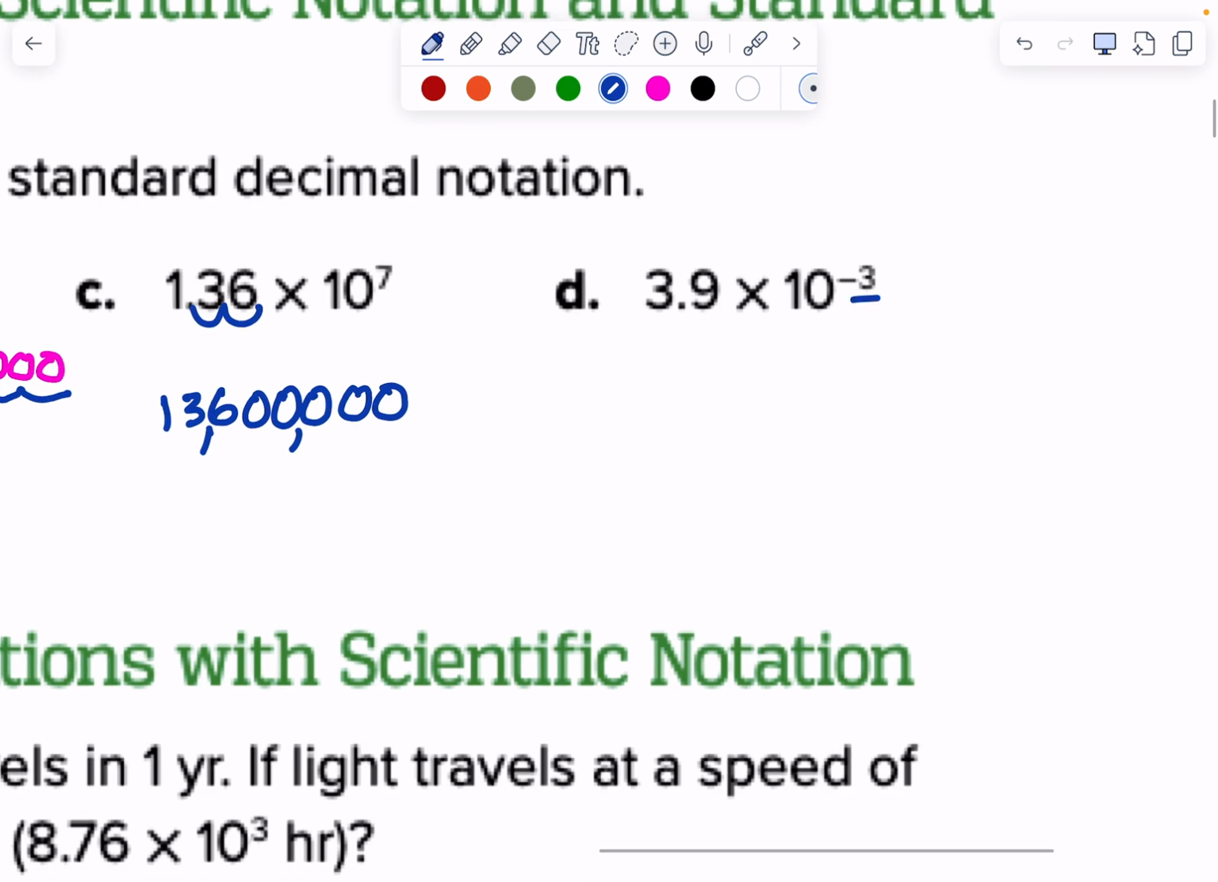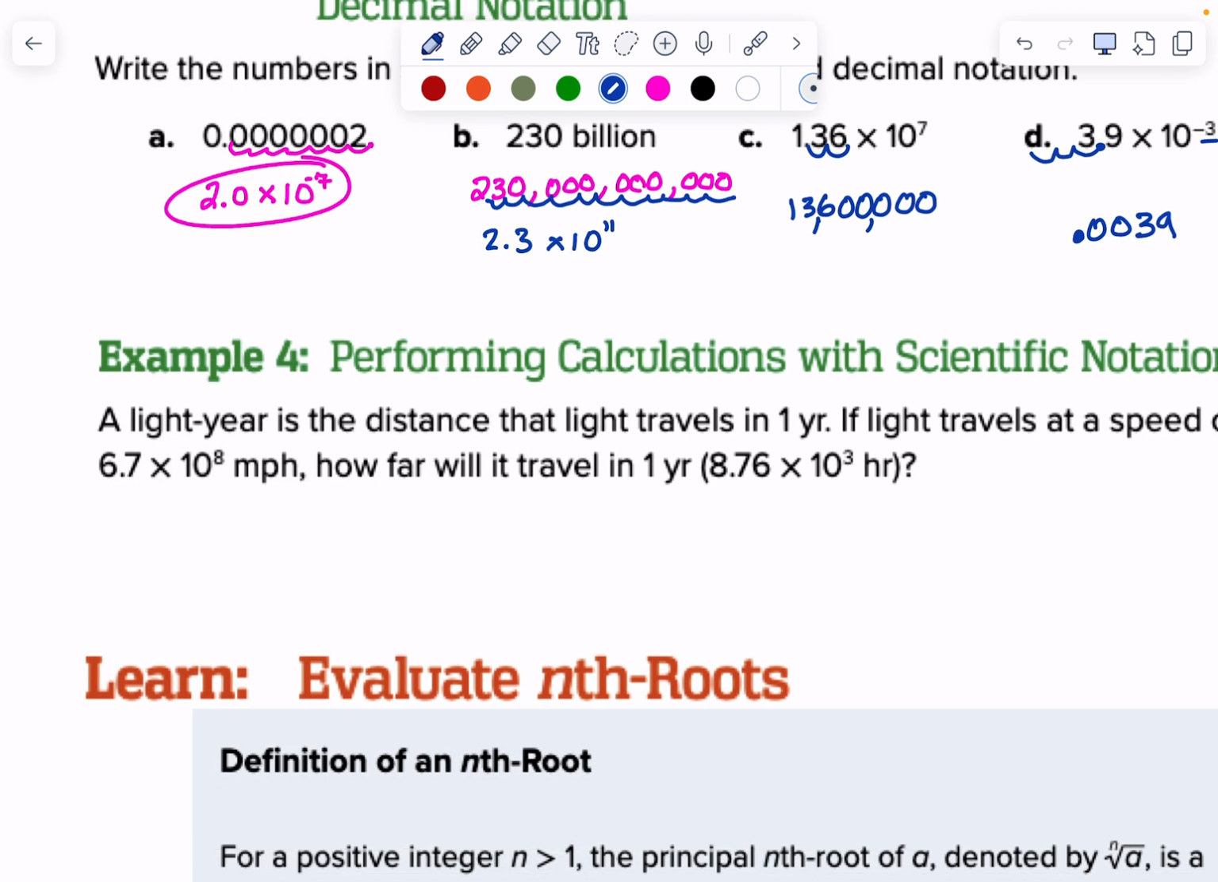Okay. Now I'm going -3, so I'm gonna start with my decimal and I'm gonna move it to the left. So I have 0.0039. Okay, 0.0039. We like it. Okay, now really quick.